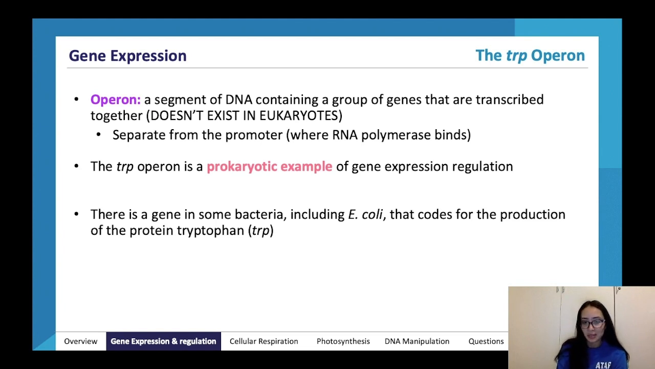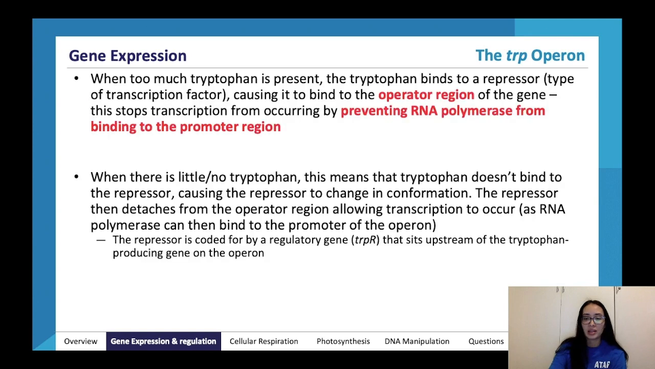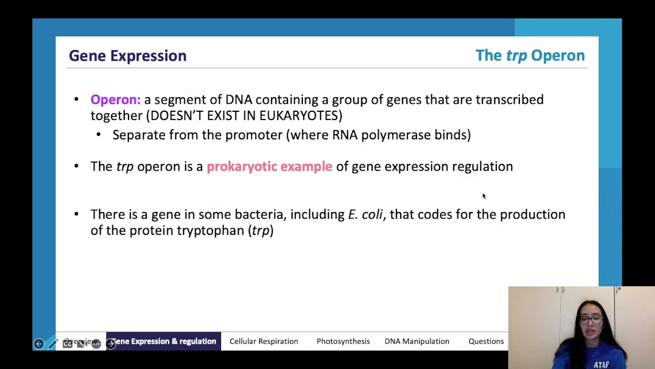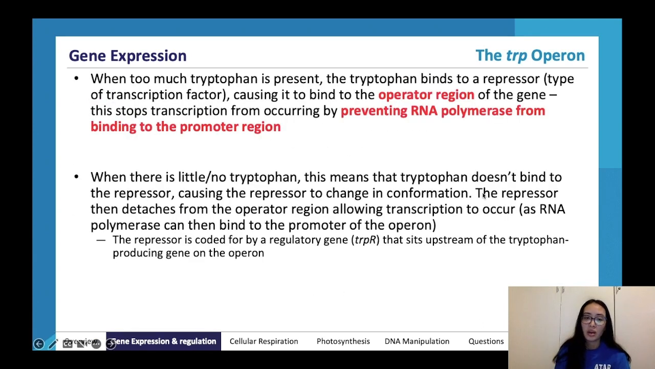So there is a gene in some bacteria, including E. coli, and this encodes for the production of the particular amino acid tryptophan, also known as TRP. When too much tryptophan is present, we have tryptophan binding to a repressor. What happens is that this tryptophan molecule binds to the repressor and activates it, and once it's in this activated conformation, it can then bind to the operator region of a gene, and this will prevent transcription from occurring and prevents RNA polymerase from binding to the promoter region.